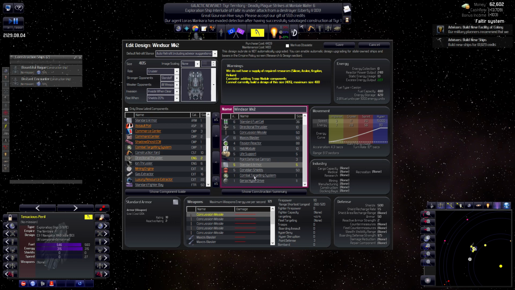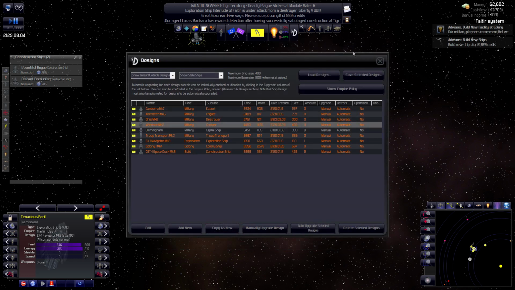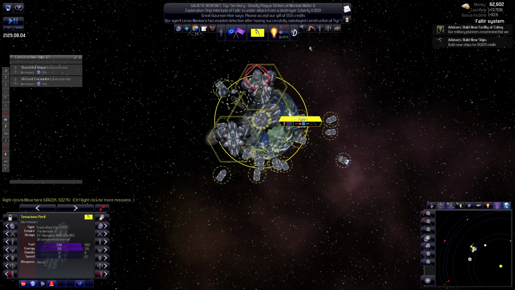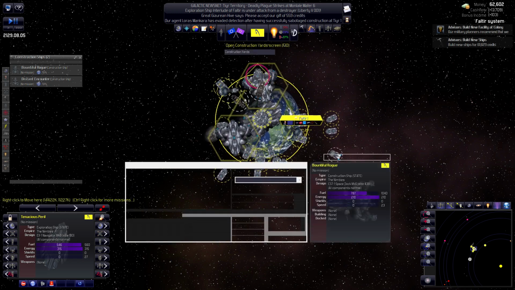I've got to have some armor. I've got 500 shields. What happens if I do this? 395. Alright. Anything that's five. Armor. Let's put more armor on. Okay, so I've got concussion missiles, Maxis blasters, one point defense. The Windsor Mark II is at 400. We're going to save that. My god, what a pain. What a pain. Alright, time to build some ships.